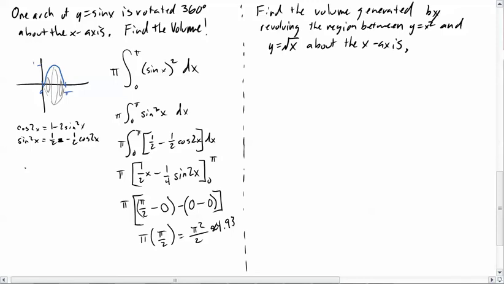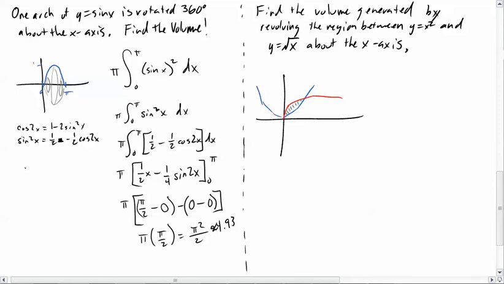Let's do one more. This time we're going to deal with 2 lines. So we've got the volume generated by revolving the region between y equals x squared and y equals square root of x about the x-axis. So you've got y equals x squared, which we know looks like this. And you've got y equals square root of x, which you know looks like this. And so there's our region right there. That stuff right there. So let's think about this and see if we can get it to work with what we were talking about before.